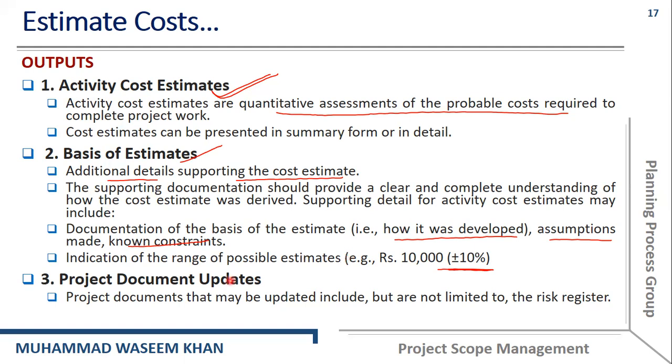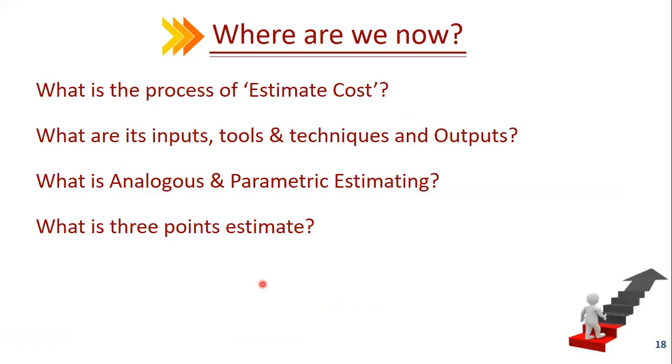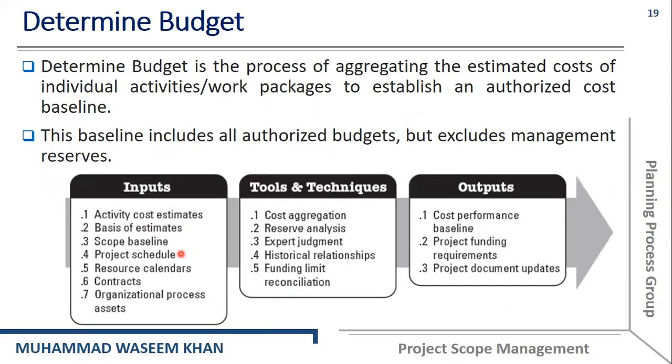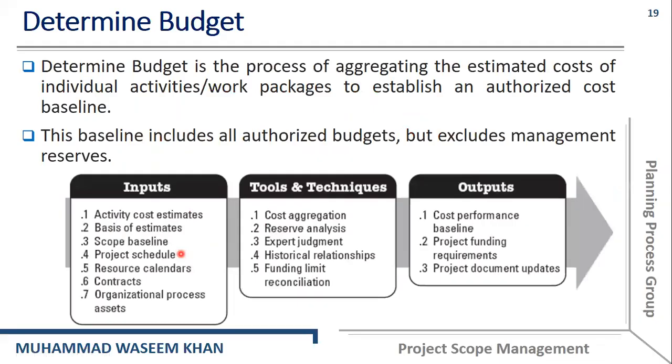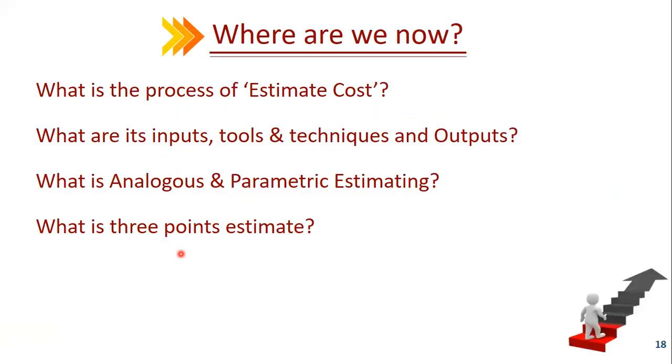Then the project document updates. Obviously, you need to update the project documents. Till now we have discussed the process of estimating cost and its inputs, tools and techniques, and outputs. We have discussed the analogous and parametric estimation, the bottom-up estimation, and the three-point estimation. In the coming lecture, we will discuss how to determine the budget, and we will discuss its inputs, tools and techniques, and outputs as well.